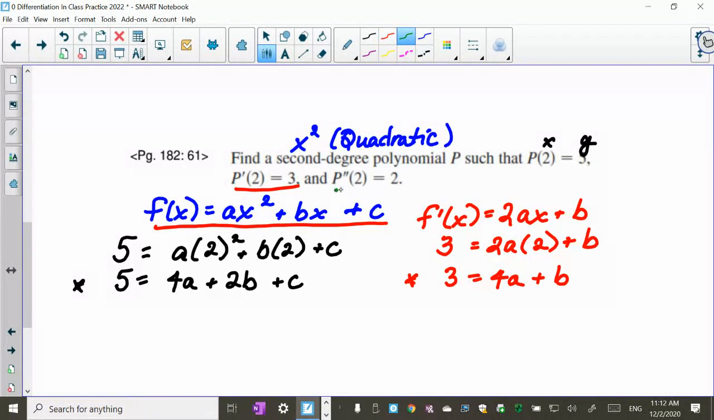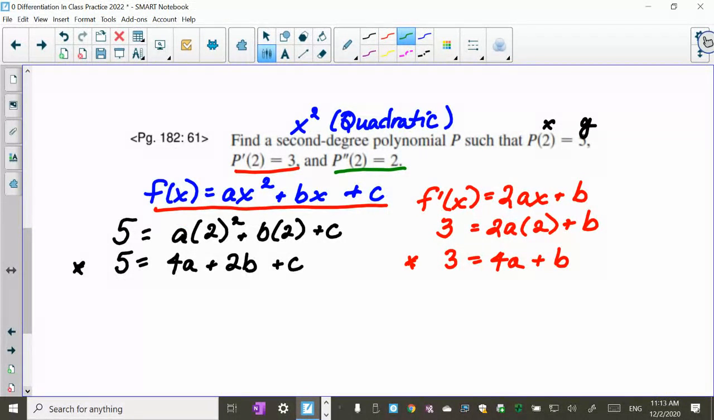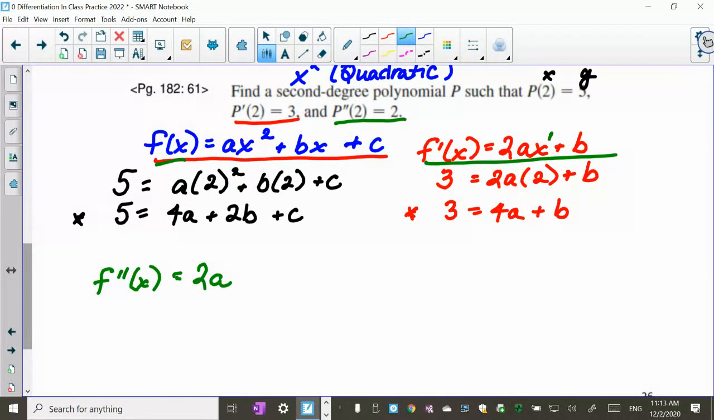Now they have f double prime. So I'm going to go back to the f prime right here, and I'm going to take the derivative of that. So f double prime of x is just going to be 2a. That's all it is because it's to the first power. Now I'm going to plug in what they gave us. It says p double prime of 2 is 2. So I know this whole thing is 2, and there's no x here to plug in, so I know 2a is 2. So a is 1.